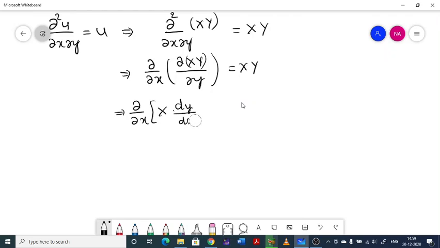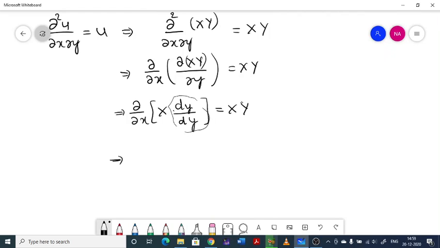Oh, sorry, dy by d small y equal to capital XY. So again, you have to apply product rule here. So I'll get... okay, even if you apply product rule you get the same. Okay, product rule is not necessary. I have to differentiate this expression with respect to capital X, right?